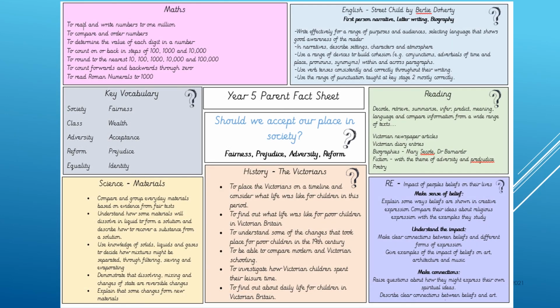On the screen now is just a knowledge organiser for our first big question this year, which is, should we accept our place in society? So you can see different objectives for the different subjects and which ones in particular link to the big question itself. We also have 4 keywords, which are fairness, prejudice, adversity and reform, and we encourage children to make links and have conversations about those words and how they link to the work that we're doing in all wider curriculum subjects.